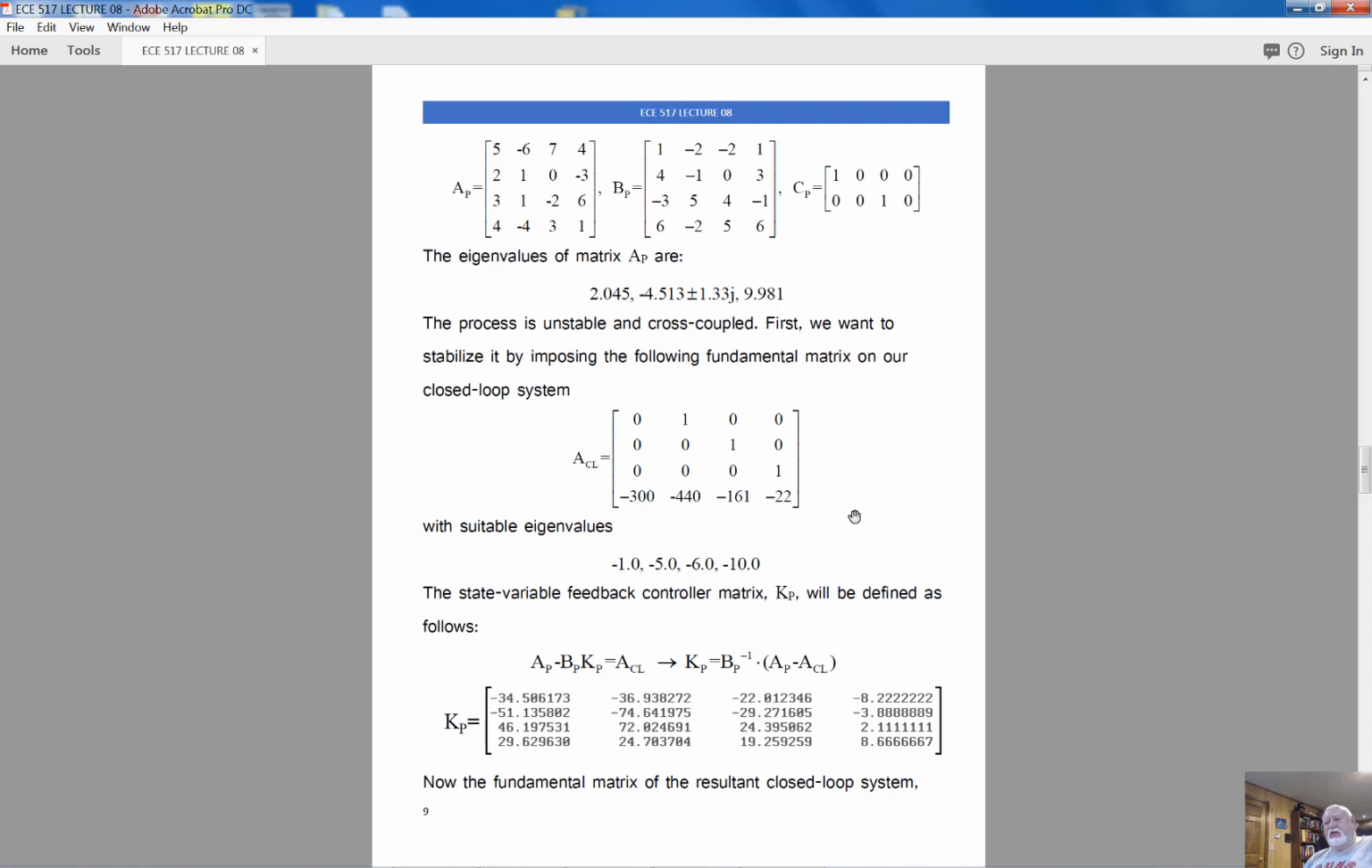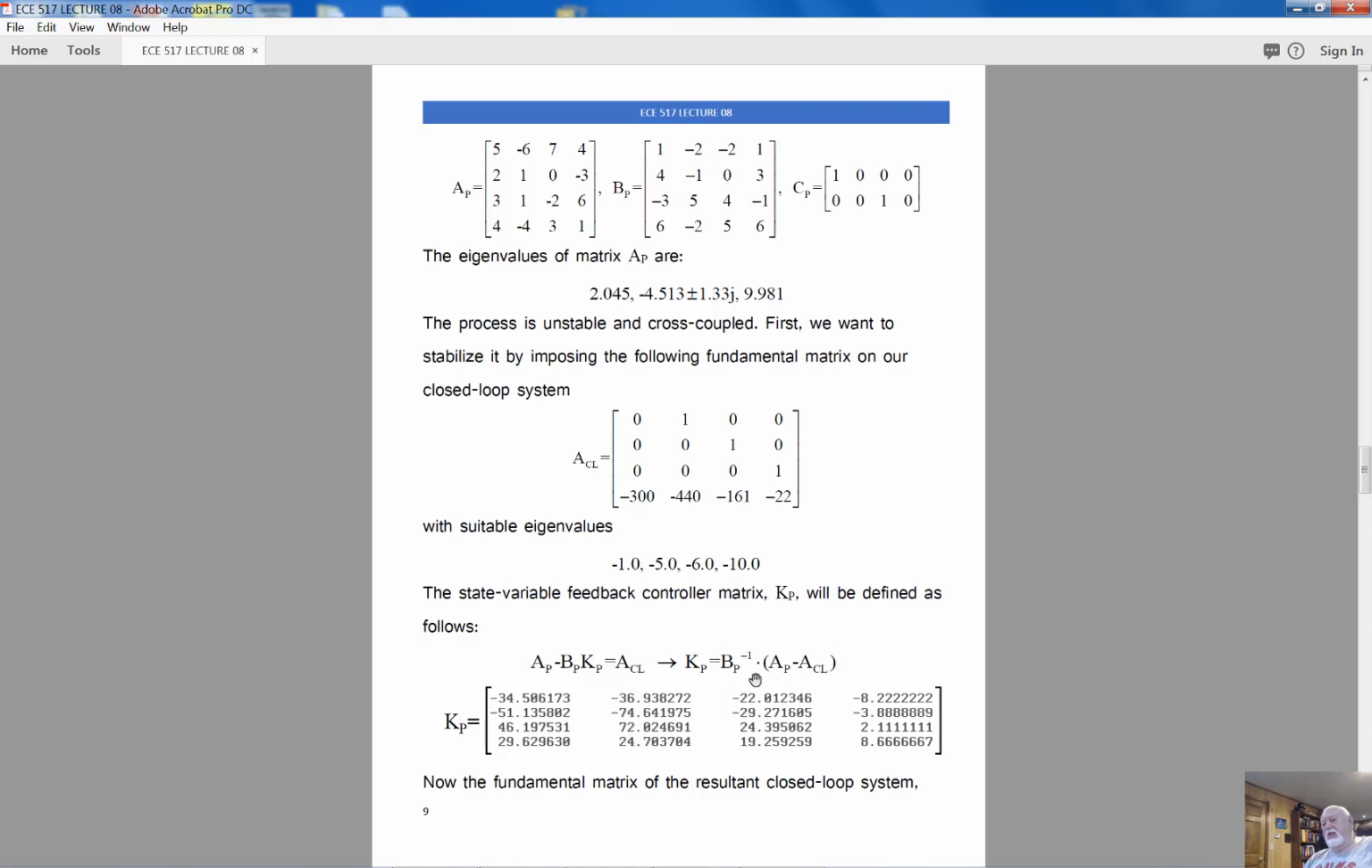It's just a matter of doing system design. Look, this is the closed loop, the fundamental matrix of the closed loop system. AP minus BP KP is equal to A closed loop. And because of this, I can easily determine matrix KP like this.